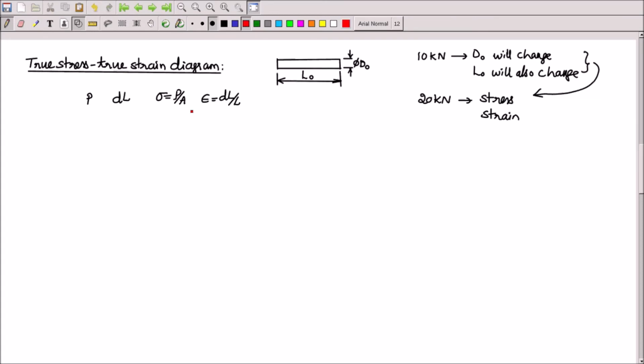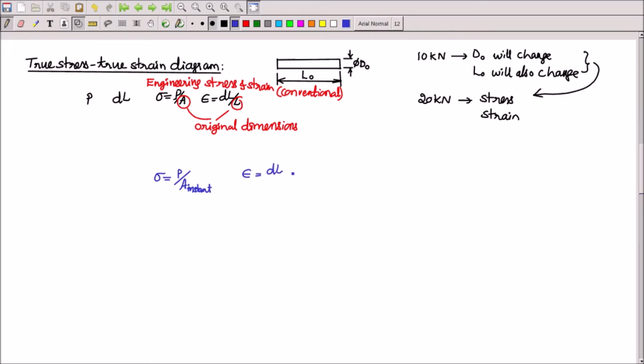And which value of A have we taken for all the calculations? It is the original dimension. And for all the strain calculations, we have used the original length. All the calculations we have done like this only. So the stress and strain we have obtained is called engineering stress strain, or it is also called conventional stress or strain. Instead of original area and original length, if you use the area at that instant or the length at that instant, we will get different stress and strain values.